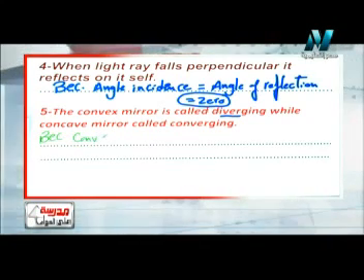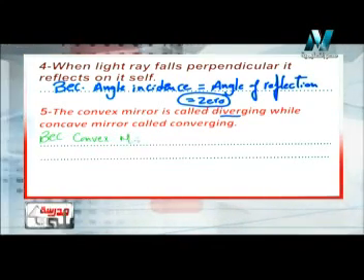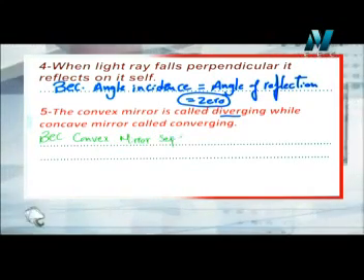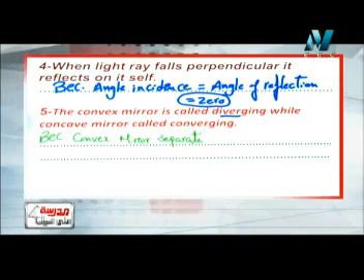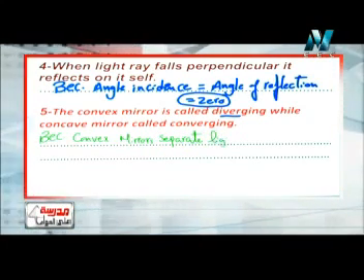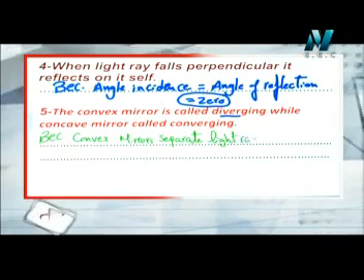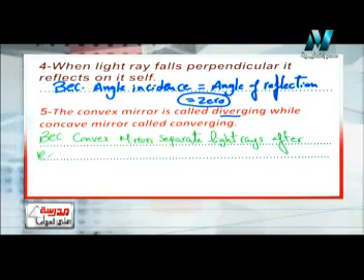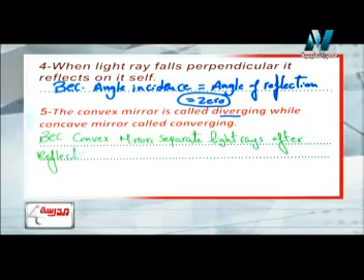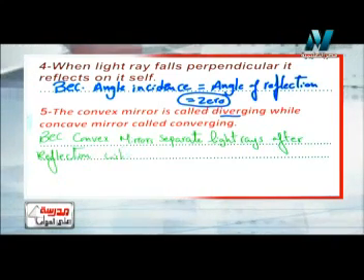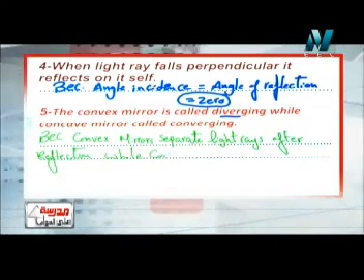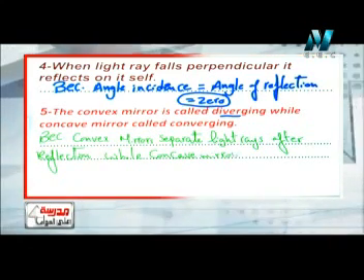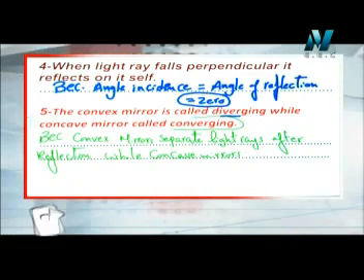convex mirrors separate light rays after reflection, while concave mirrors, the question says, are converging, meaning they collect.